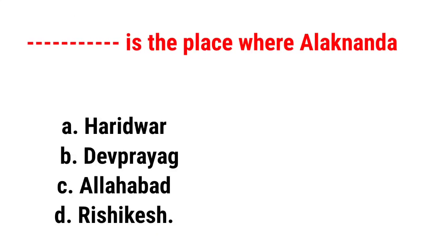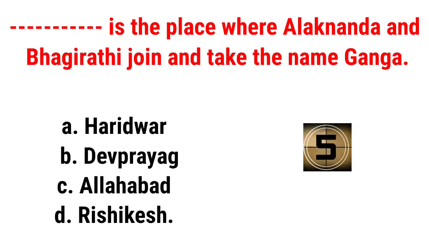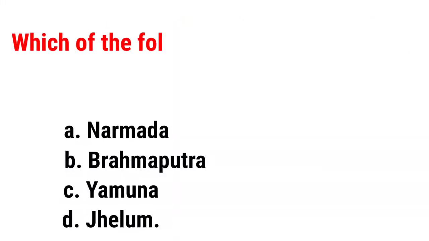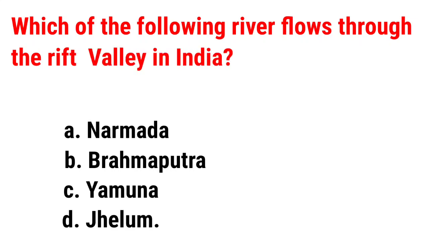Which is the place where Alaknanda and Bhagirathi join and take the name Ganga? Correct answer is Devprayag. Which of the following rivers flows through the Rift Valley in India? Correct answer is Narmada.